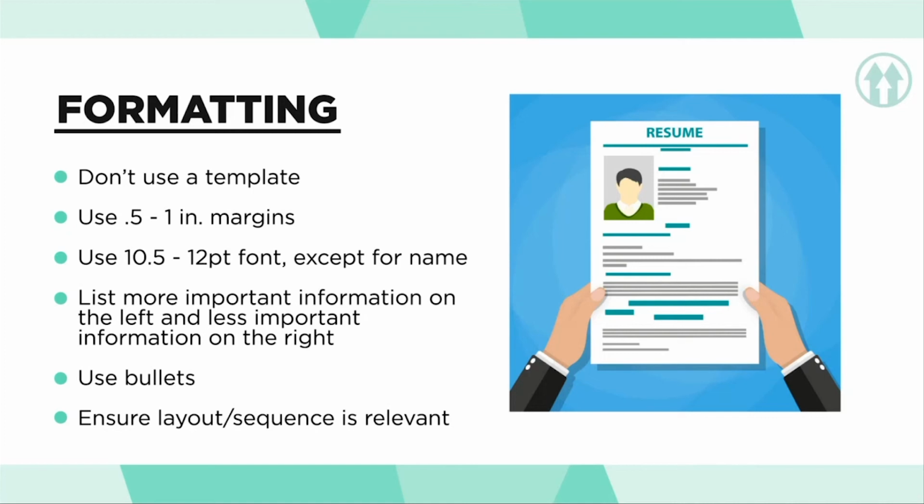And then the third one is list the most important information from the left to the right. Because if you think about it, how do we read? How do we read books? From left to right. So your education, your degree is important. Then it goes out to the date that you graduated. If you go under your work experience, your position is important.